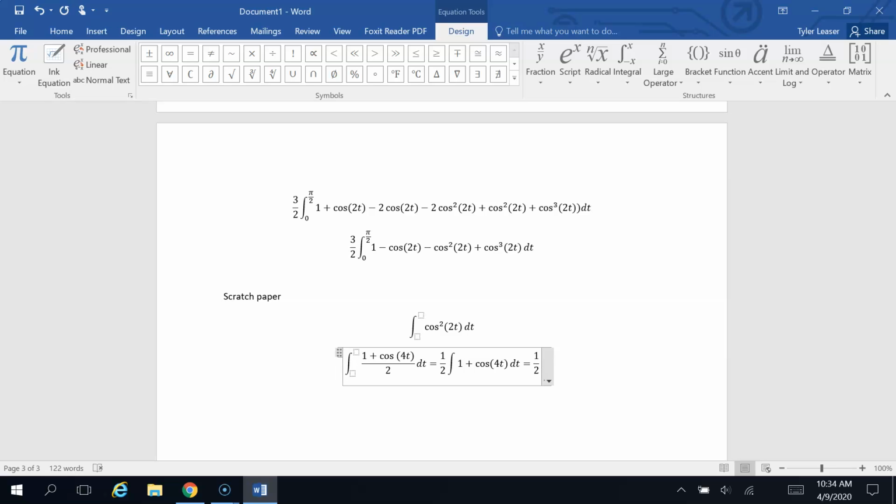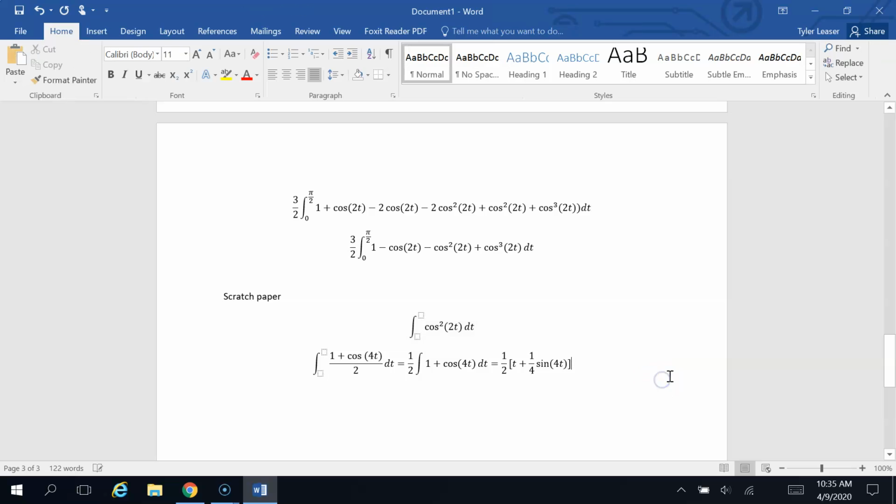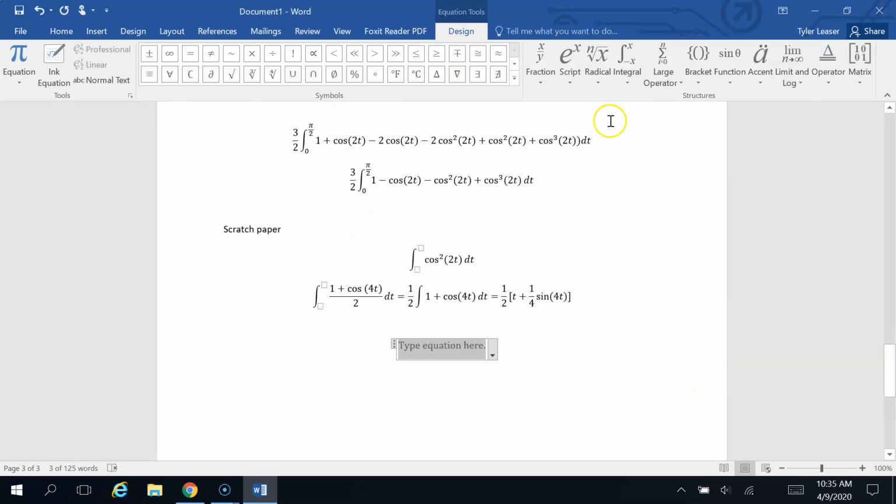So we still have the 1/2 out in front. The antiderivative of 1 is t. The antiderivative of cosine 4t is going to be plus 1/4 sine 4t. Right? You take the reciprocal of the number on the inside, and then you anti-differentiate the cosine. All right, so that one's done. That's the cosine squared. We also need to do the cosine cubed. So cosine cubed of 2t dt.